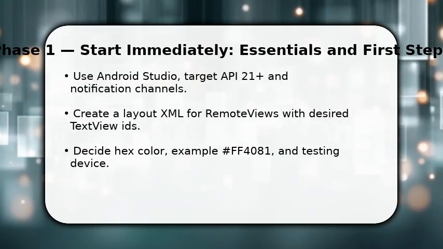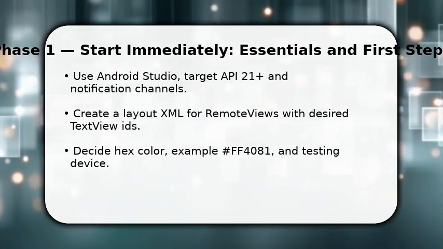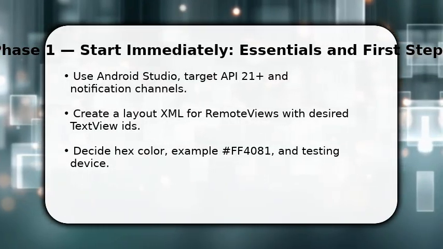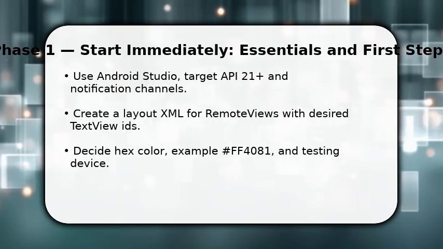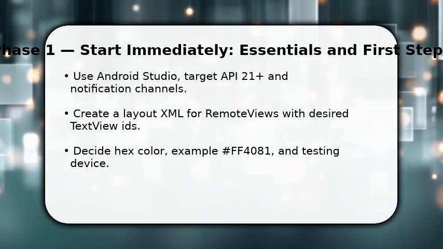You start by making a custom notification layout. Open Android Studio and create a Remote Views XML with a text view for title and body. Use distinct IDs. Once done, pick your hex color, for example #FF4081, and target API 21 or higher.